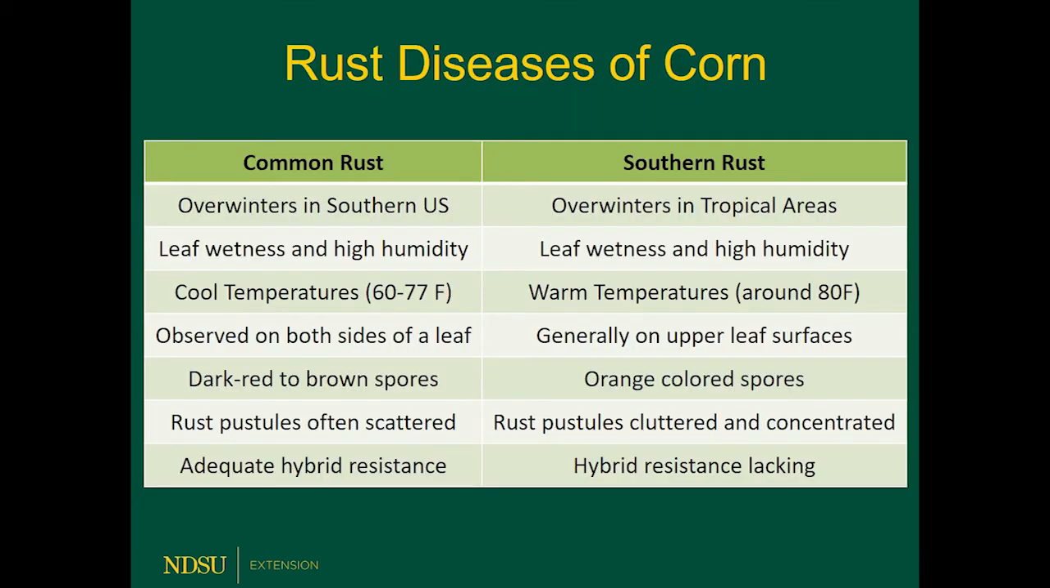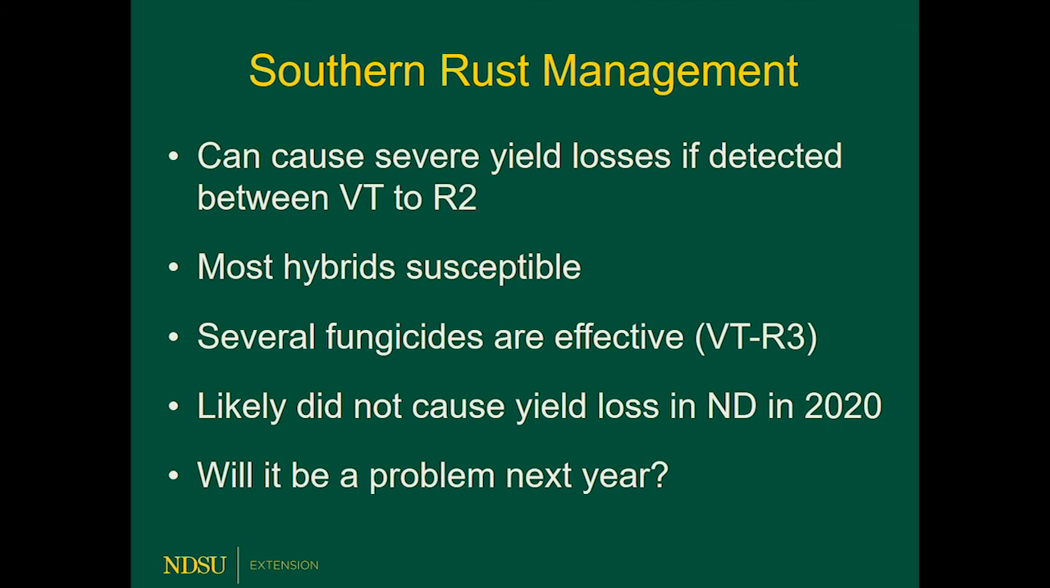And the biggest reason we're worried about southern rust is hybrid resistance. In northern corn hybrids, common rust has enough hybrid resistance built in that we don't have to worry about it so much. With southern rust, the major resistance gene was overcome, and we don't have that hybrid resistance, so we have to look at other management strategies.